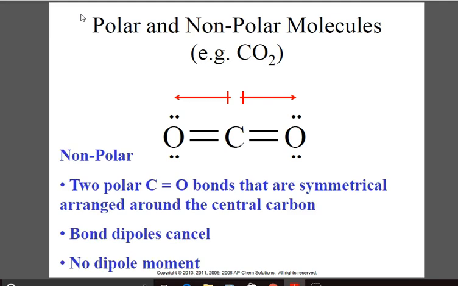Those two arrows, left and right, they are equal in magnitude because they're both going toward the same atom, oxygen, and they're in opposite directions, so they cancel each other out. So this molecule is actually nonpolar, even though it has polar bonds inside it. The two polar bonds are symmetrical, and they cancel. So the dipole moment would be 0.